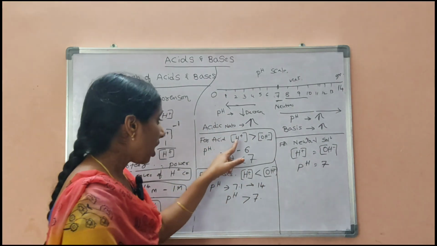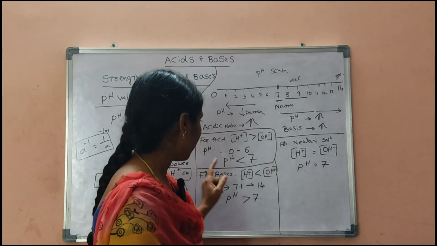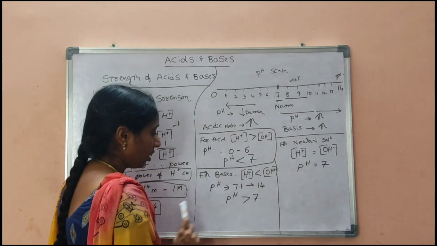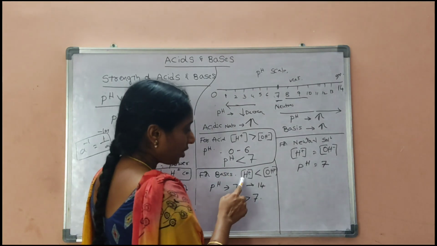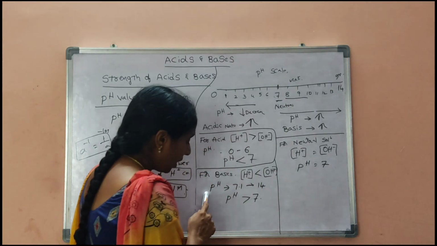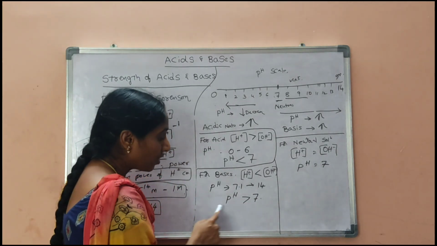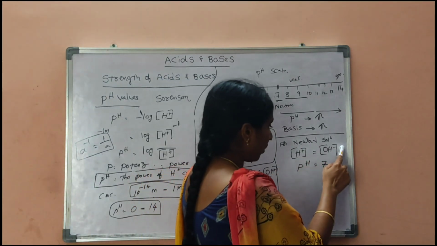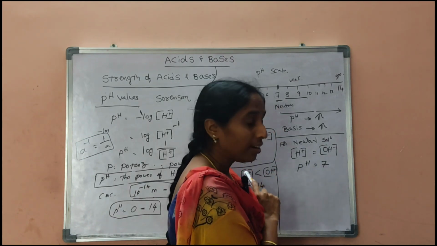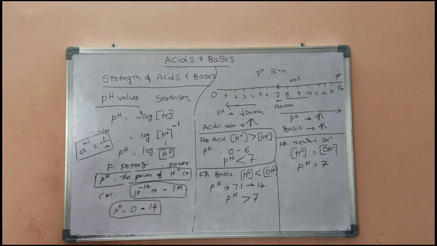For acids, hydrogen ion concentration is more than hydroxide ion concentration. pH will be 0 to 6. pH is less than 7. For bases, hydrogen ion concentration is less than hydroxide ion concentration. pH will be 7.1 to 14. pH is more than 7. For neutral solutions, hydrogen ion concentration is equal to hydroxide ion concentration. So pH is 7.